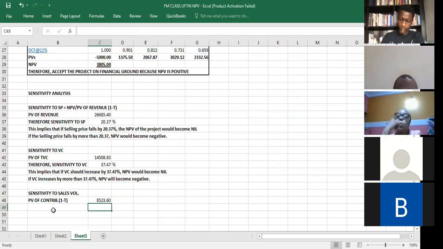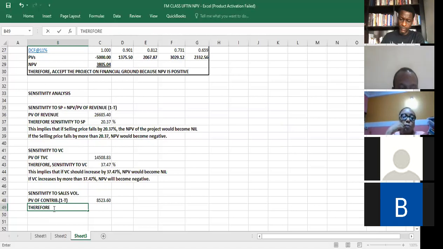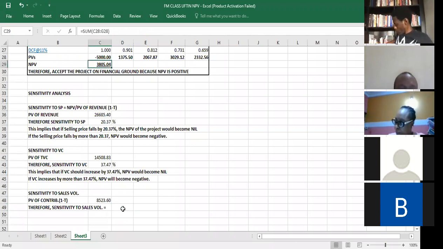Okay, so that's my figure. So this implies now that my sensitivity to sales volume will be equal to the NPV divided by this figure, since we've already applied 1 minus T we won't have to do it again, and then multiplied by 100. So that gives us 44.64.